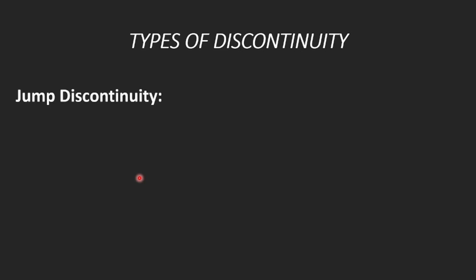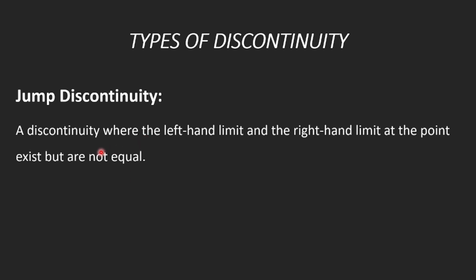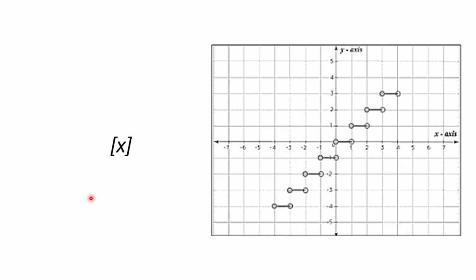The next discontinuity is jump discontinuity. Let us look at the definition of it. A discontinuity where the left-hand limit and the right-hand limit at the point exist but are not equal. What does this mean? The limit of the function doesn't exist, right? As we've discussed in the previous videos. Now let us check the example of this. The example is the greatest integer function, step of x. Now let us check the graph of it.